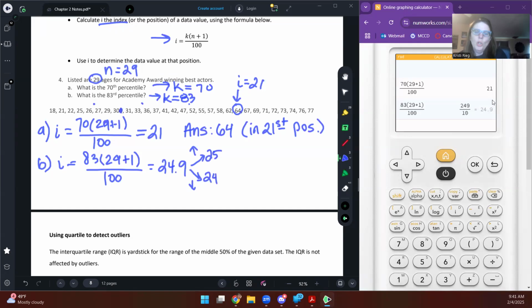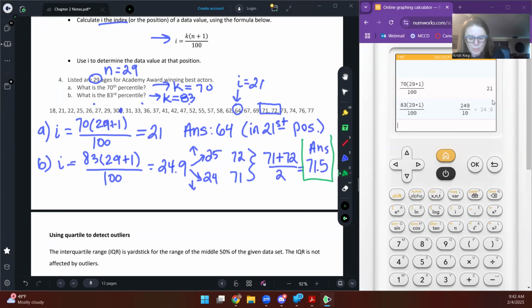And we want to know who's in the 24th spot, who's in the 25th spot. So we know 21, I already counted the 21 earlier, 22, 23, 24, 25. So we have 71 and 72. And we're going to combine these by just doing, just like the median, add them up and divide by 2 equals 71.5. So this is our answer for part B.